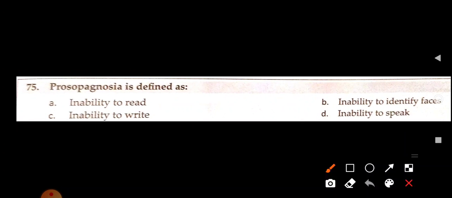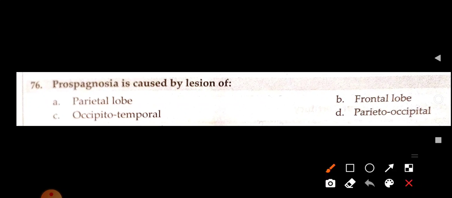Prosopagnosia is defined as inability to read. Inability to read is alexia. Alexia, it's inability to read. Inability to identify faces is prosopagnosia. And inability to write is agraphia. And inability to recognize, agnosia. Okay, so hope it's clear.